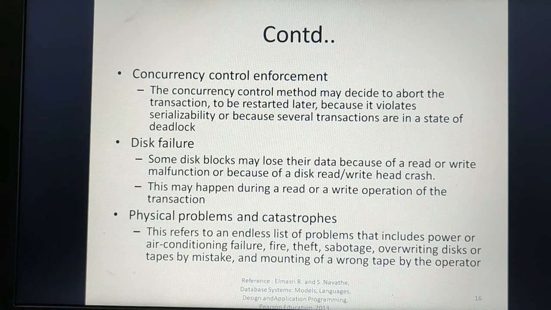Finally, physical problems and catastrophes. This refers to an endless list of problems that includes power or air conditioner failure, fire, theft, sabotage, overwriting disks or tapes by mistake, or mounting of a wrong tape by the operator.